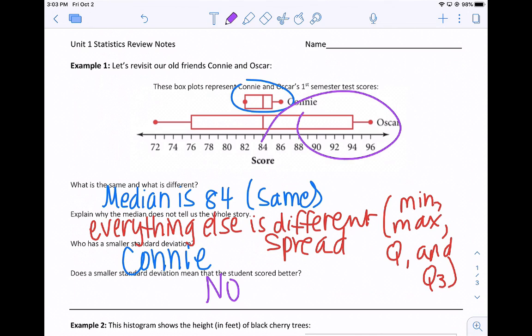You could consistently get Fs, you could consistently get Cs, and that doesn't mean you do better than someone if you're more consistently doing worse. So consistency just means they get about the same every time, whether that be Fs or Ds or Bs or Cs or As. So again, standard deviation does not measure how well someone does, it just measures, do they do the same thing every time?